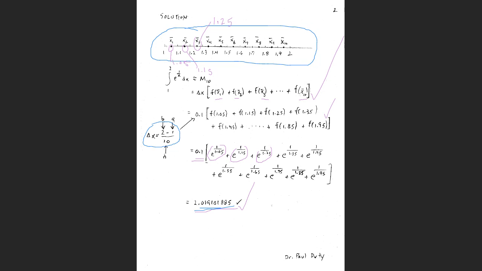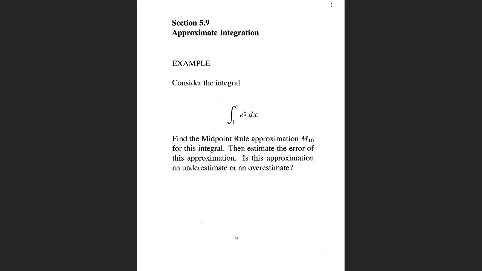So this here, 2.019101885, is an approximation to the true value of the integral. But the question is, how good of an approximation is it? We used 10 subintervals and got an estimate for our integral, but how good is it? Well, this is where we continue the problem. The next step is to estimate the error in our approximation.